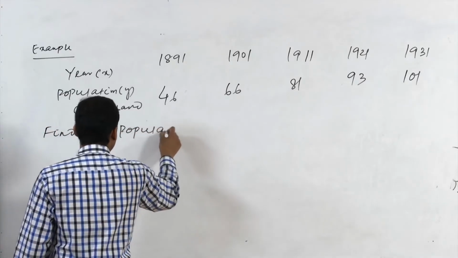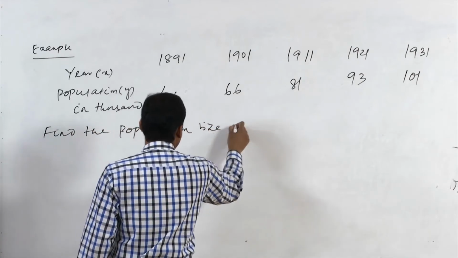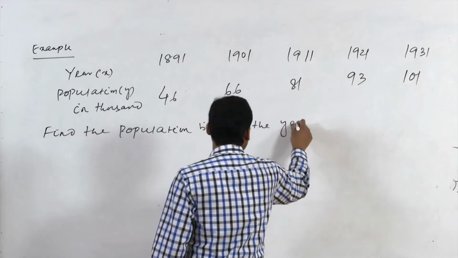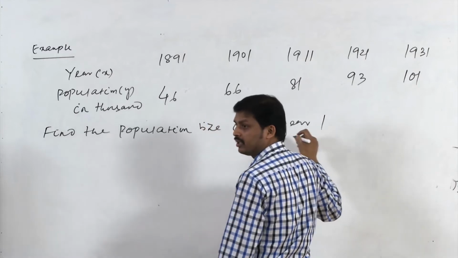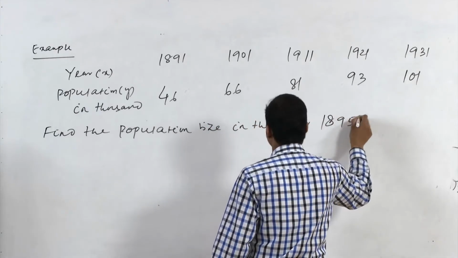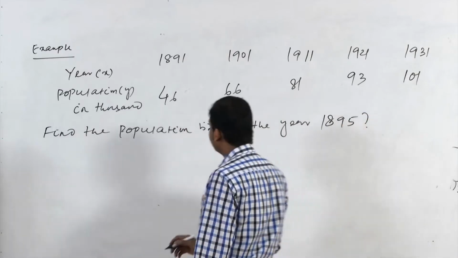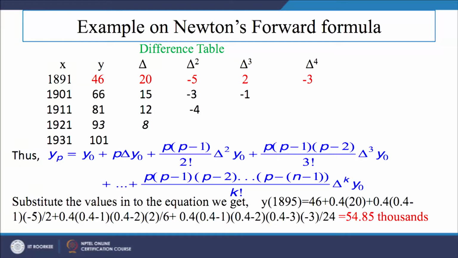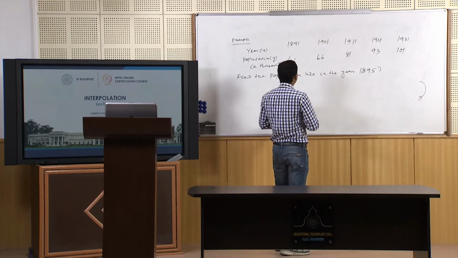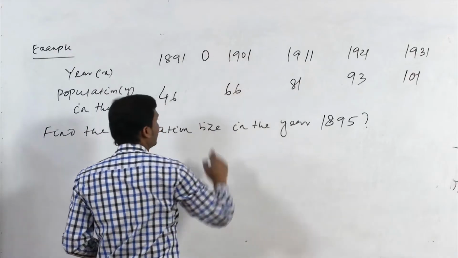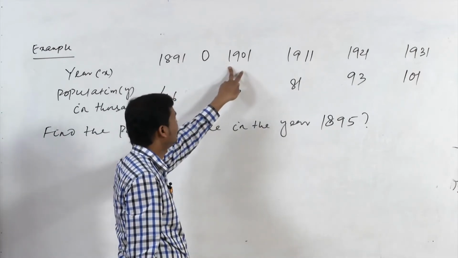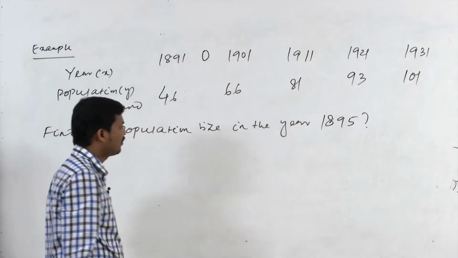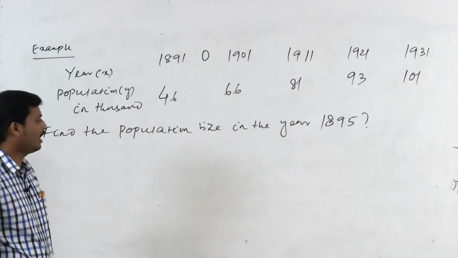Find the population size in the year 1895. Since this population level is asked for the year 1895, which exists at the beginning of the table, this means that 1895 lies between 1891 and 1901. That is why we can use Newton's forward difference formula to evaluate the population size at this level.